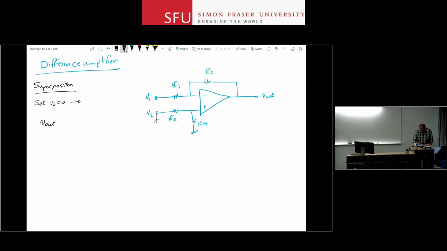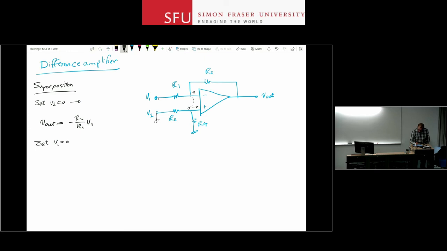If I do that by setting V2 to ground and noticing that this current is 0, then I don't have any current through R3 and R4. Therefore, the voltage here will be 0. So this is 0 volts, and because of the virtual short between these two, I will have 0 volts over there. I'm back to my basic inverting circuit, so the output is just going to be minus R2 over R1 V1. Good, easy. Now set V1 to 0 and see what happens next.